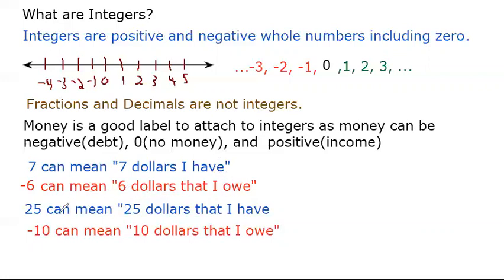$6 that I owe. 25 can mean $25 that I have, while -10 can mean $10 that I owe. So it's important to start to put these in what we call phrases. Not just say -10, but make a complete thought in your head, a phrase: $10 that I owe. That becomes very, very powerful in your math thinking. That takes some practice to do, but that's partly where it goes as you move forward.